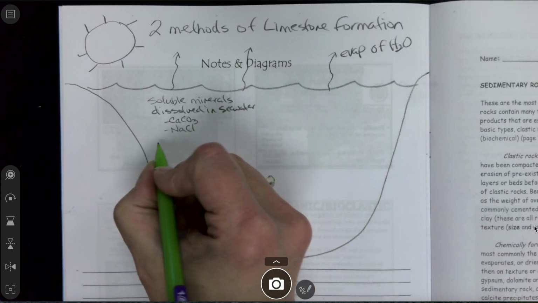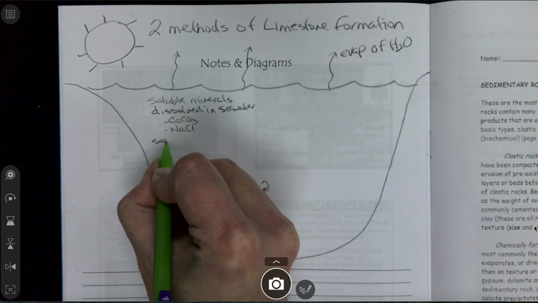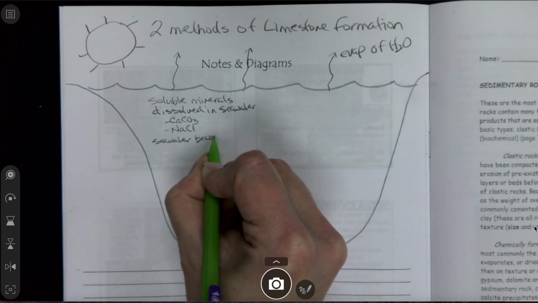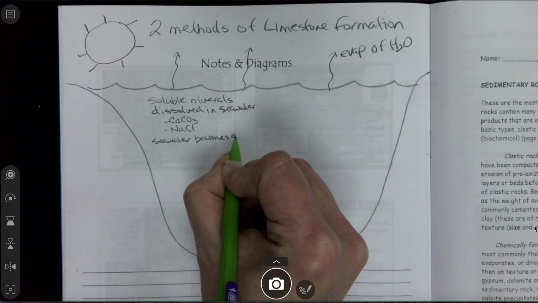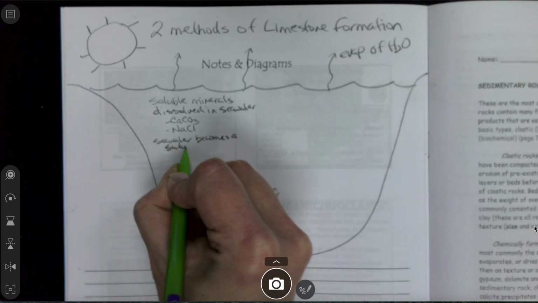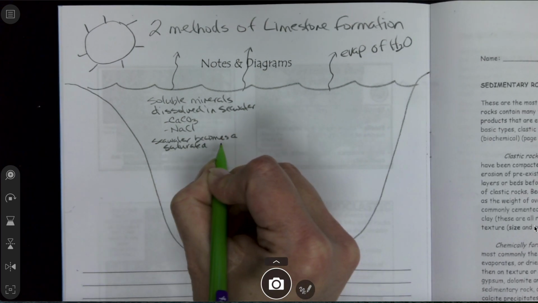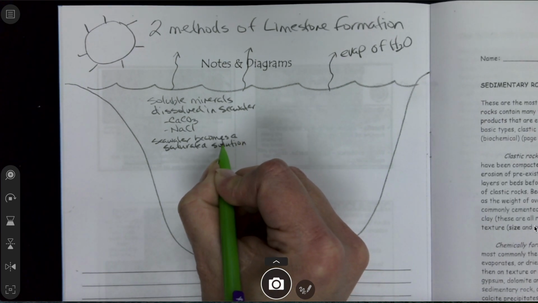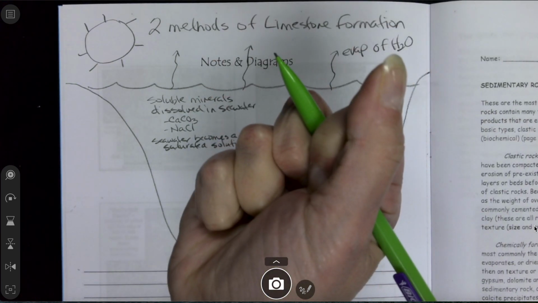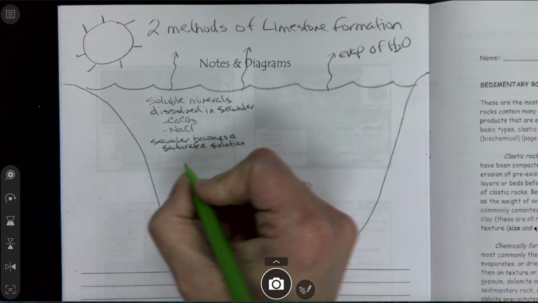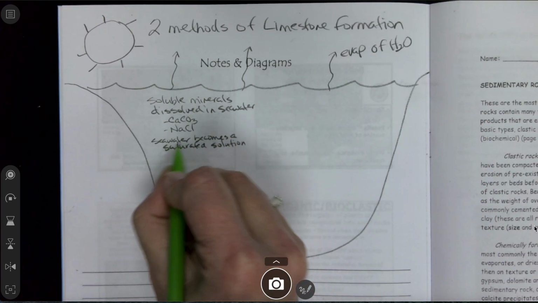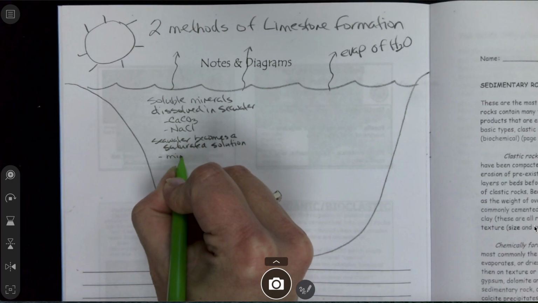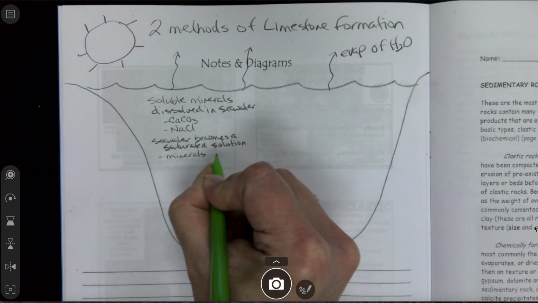So the seawater becomes a saturated solution, meaning it can't hold any more dissolved minerals. Those dissolved minerals are going to recrystallize, okay? So because this happened, because the seawater becomes a saturated solution, the minerals recrystallize.